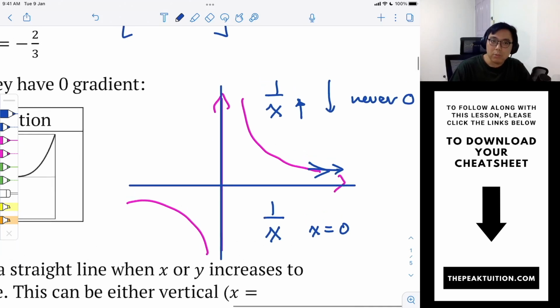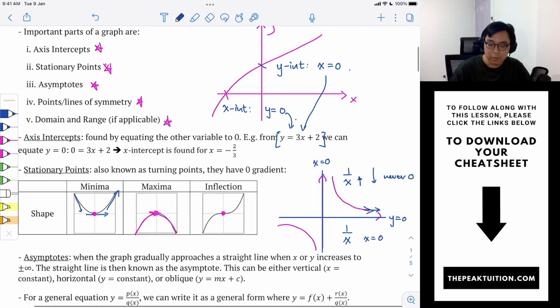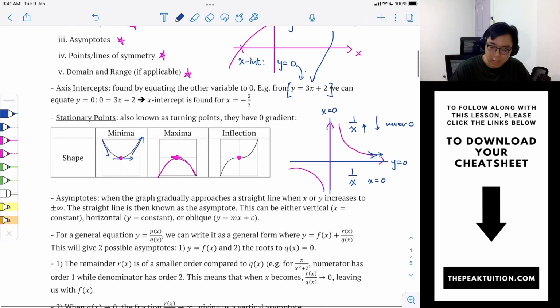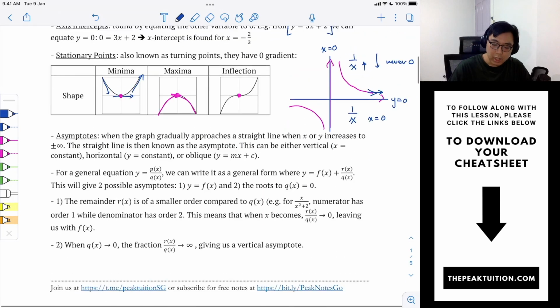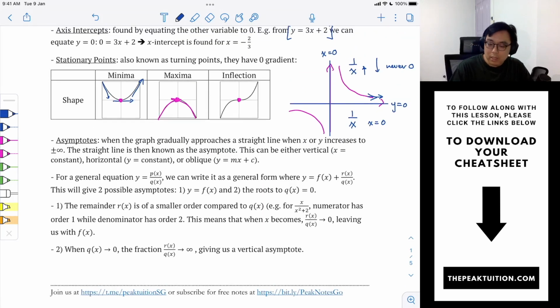Vertical asymptotes take on the equation of a vertical line, x equals something, in this case x equals 0. And horizontal asymptotes take on a horizontal line, which is y equals something. In this case, it's y equals 0. When I say something, I mean a constant. So in this example, the two asymptotes are horizontal and vertical respectively.